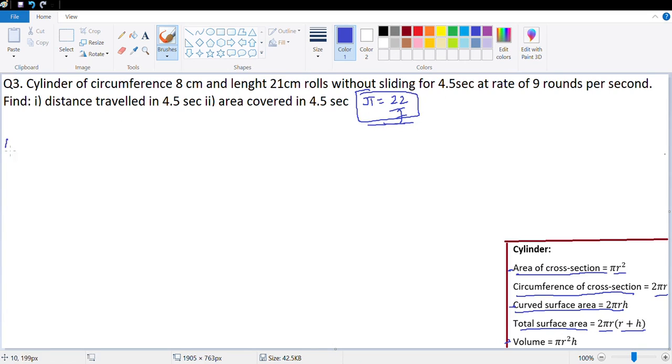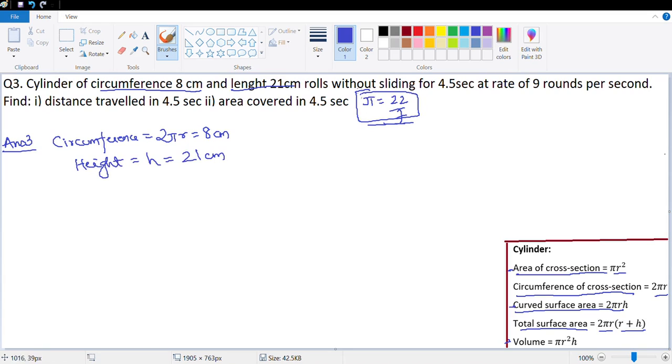Let's see the question. Question number 3: a cylinder of circumference 8 centimeter, which means the circumference, which is equal to 2 pi r, is given equal to 8 centimeter, and length is given as 21 centimeter. We can take this as height h is equal to 21 centimeter. It rolls without sliding for 4.5 seconds. So time is given equal to 4.5 seconds, at a rate of 9 rounds per second.